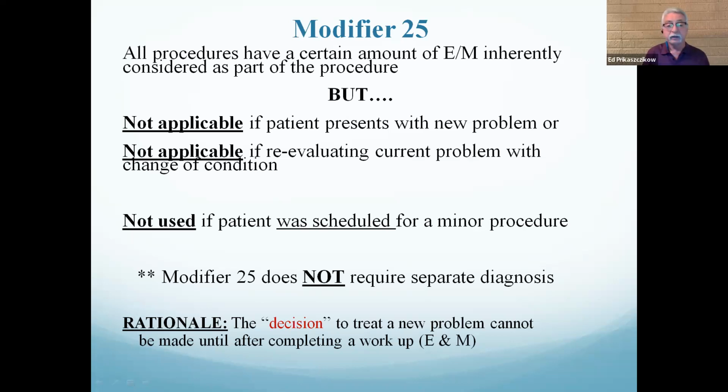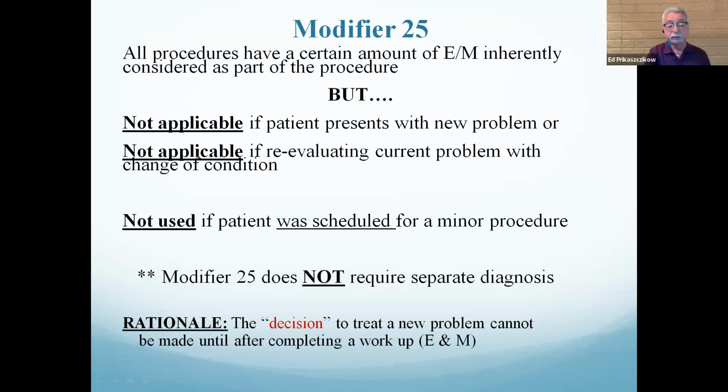Now, sometimes we have to reevaluate a current problem when there's a change in conditions. So let's say you're doing wound care. Patients coming in every week, everything's going well, they're healing slowly as usual, but they are healing. They come in on one visit and all of a sudden they got cellulitis, they've got purulence, they got more necrotic tissue. You need to reevaluate that, see what's going on. So you can charge for your debridement, but you can also charge for the E&M with a 25 modifier. The 25 modifier does not require a separate diagnosis.